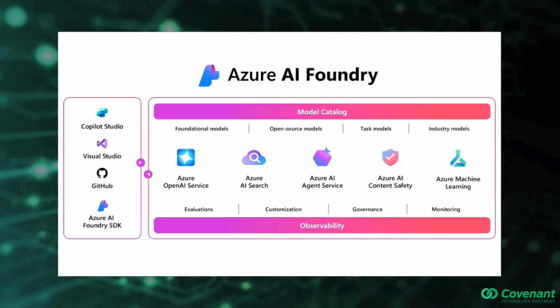And all of this is then also built on top of this universal observability layer. It is based on OpenTelemetry, and it integrates into other Azure features like Azure Monitor and Application Insights that help you monitor these applications and agents that are being built.